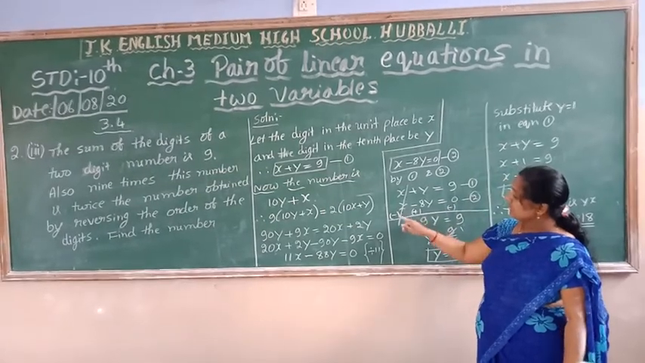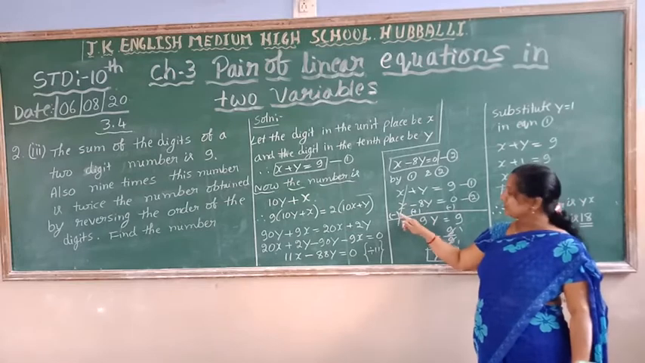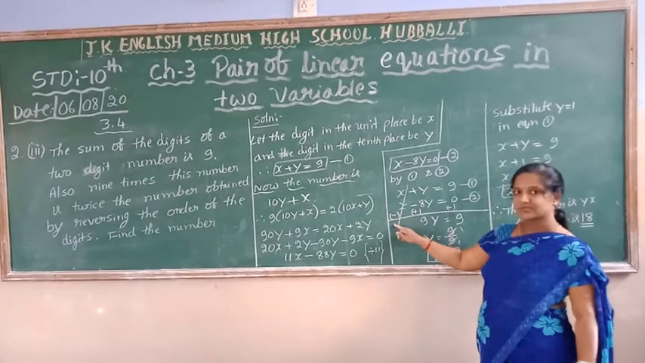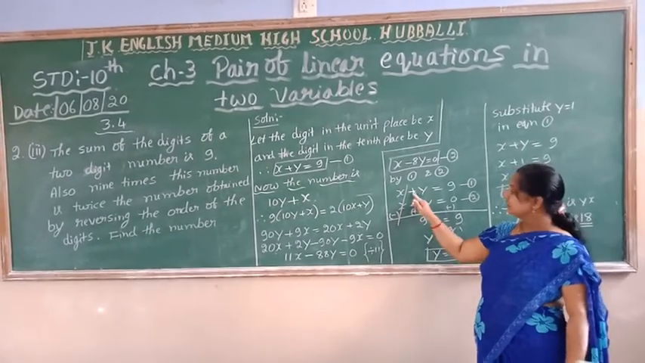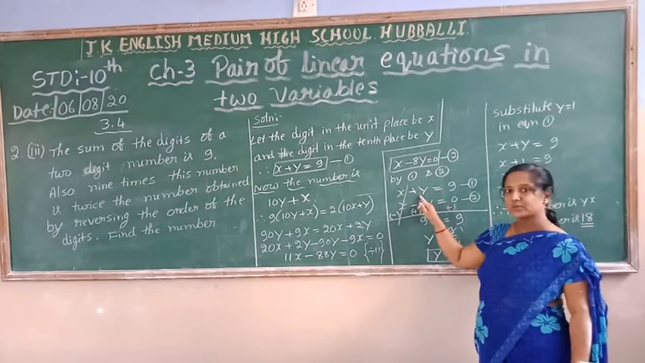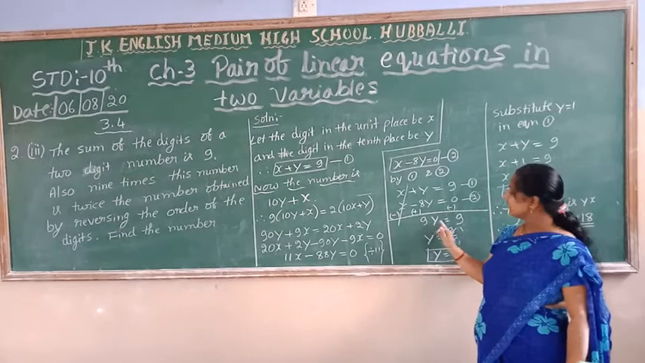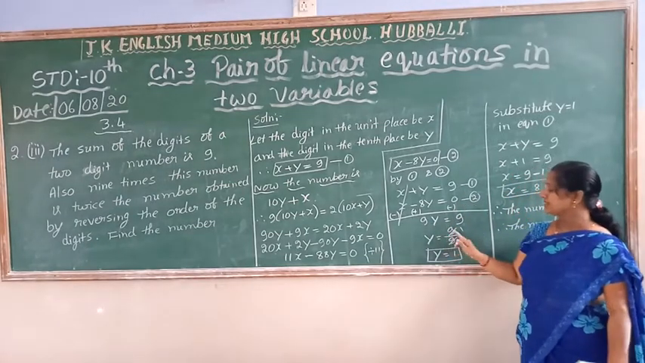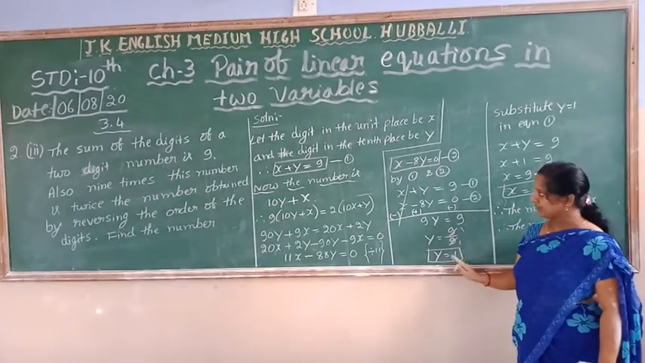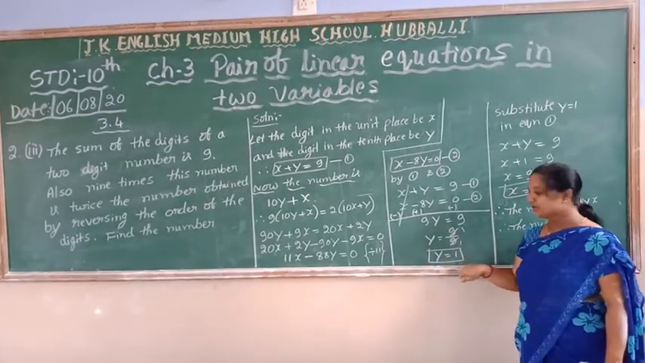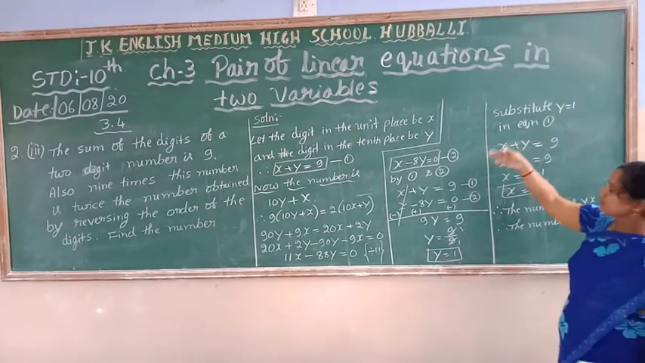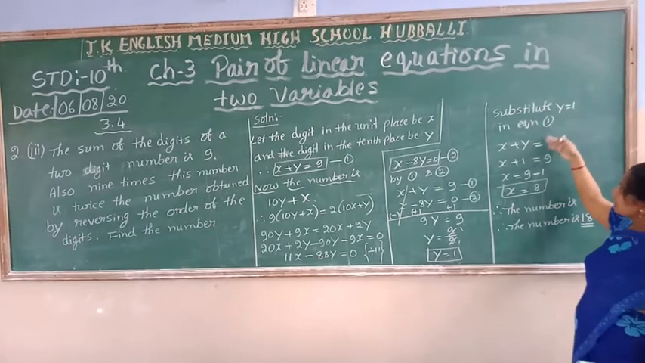Then we have to eliminate one of the variables by elimination. y is equal to 9 by 9, the 9s are cancelled, and I got the y value as 1. After getting one of the variable values, you substitute y is equal to 1 in any equation, in equation 1 or in equation 2. So I substituted it in equation 1.